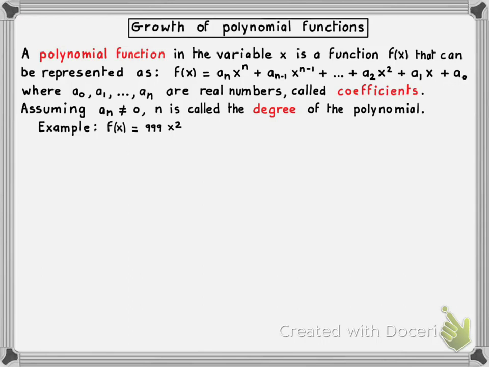Now notice there are no other terms in the polynomial, so we know that a sub 1 is 0 and a sub 0 is also 0. So that was a very simple example of a polynomial function.